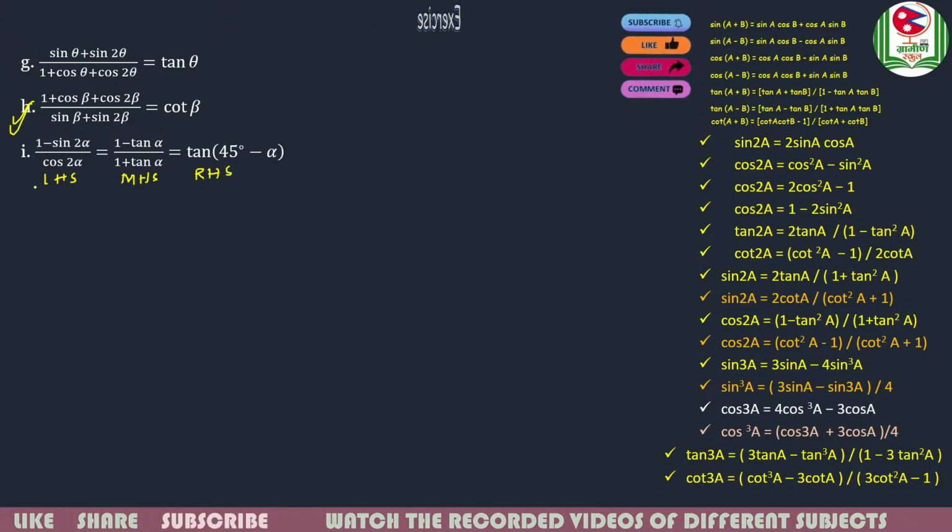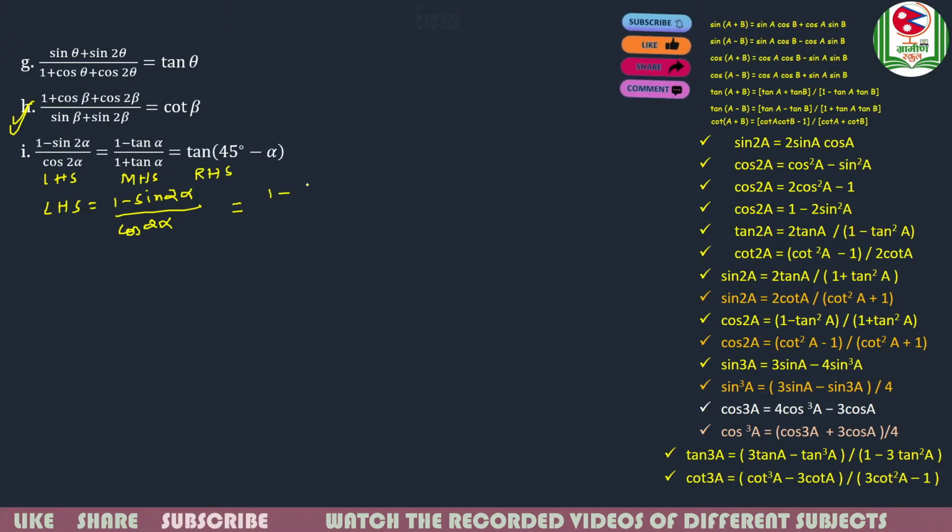Okay, so first of all, we will prove LHS, then MHS, and from this middle hand side, we will obtain the right hand side. Here LHS is equal to (1 minus sin 2 alpha) upon cos 2 alpha. You must understand that our target is to find (1 minus tan alpha) upon (1 plus tan alpha).